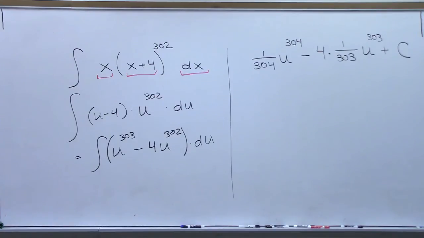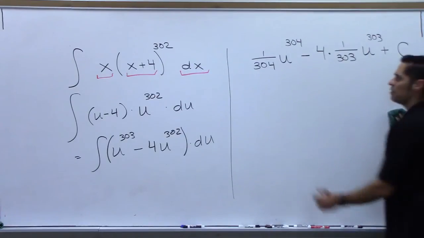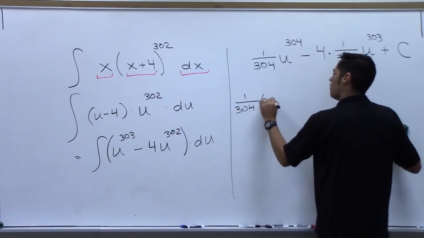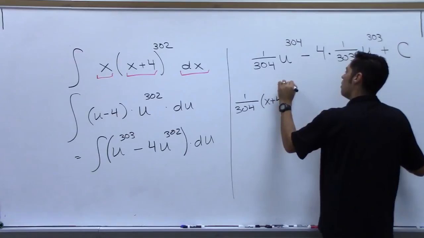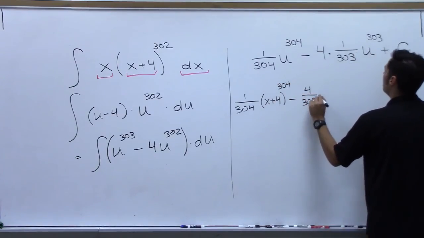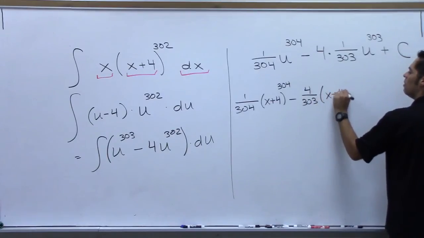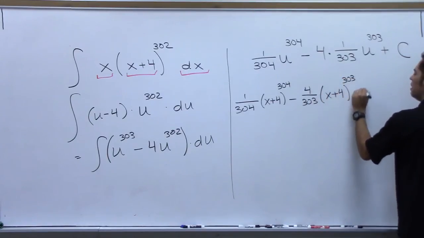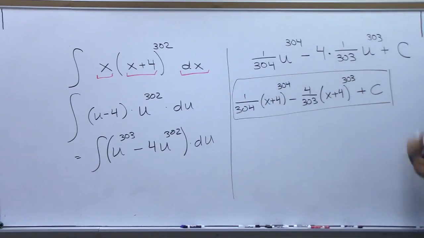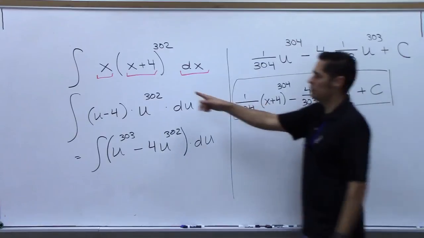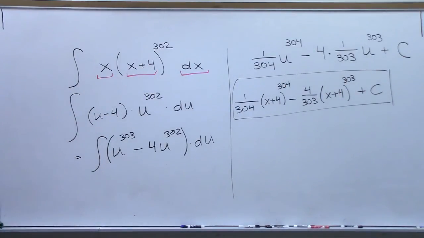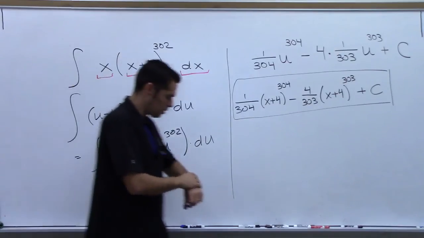But what was u? X plus 4. So this is 1 over 304, x plus 4 to the 304 minus 4 over 303, x plus 4 to the 303 plus c. If you take the derivative of that, you should get back this. I'm not going to check it. But it would work. I feel good that it would work.